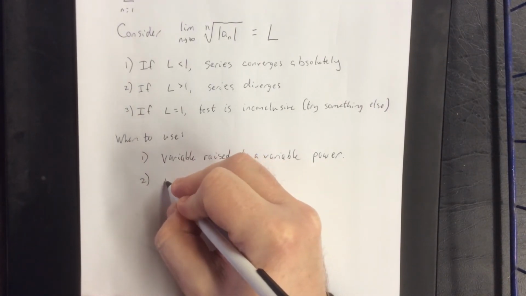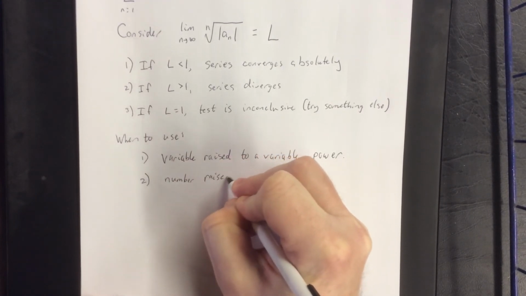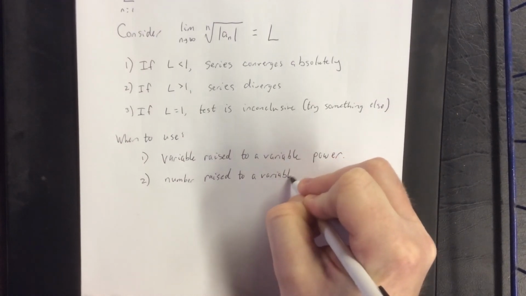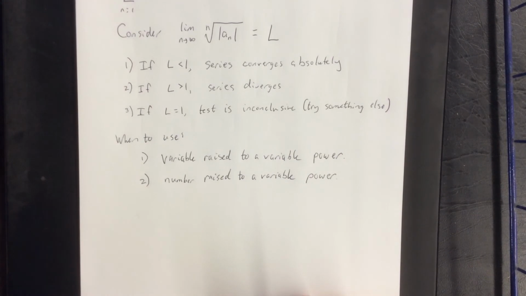Also, if you have a number raised to a variable power, it is quite useful. Unfortunately, those are basically the only times that this is actually useful. If it's something similar to one of these and you can't use the root test for it, I would recommend going with the ratio test because it should work out pretty well.